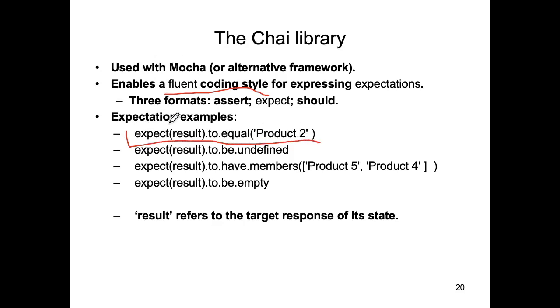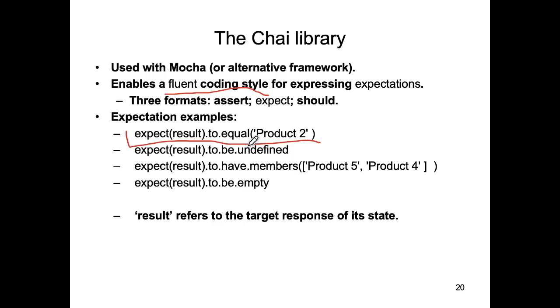And the way you would interpret it is, let's assume result here is the response that came back from our target method. What this statement is stating, and it's almost English-like, is that we expect the result to contain the string product 2. So maybe the target method is meant to take a product ID and give you back the product's name. The second one here, we expect the result to be undefined. So maybe some method that you're testing, in certain scenarios, should return the undefined value. And so you would write a test for that particular scenario.